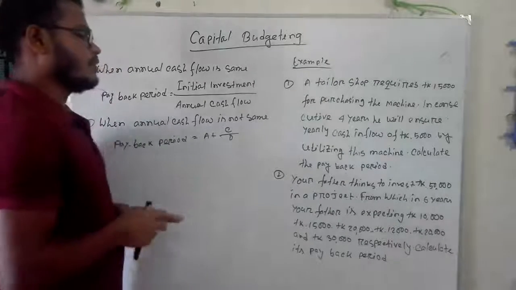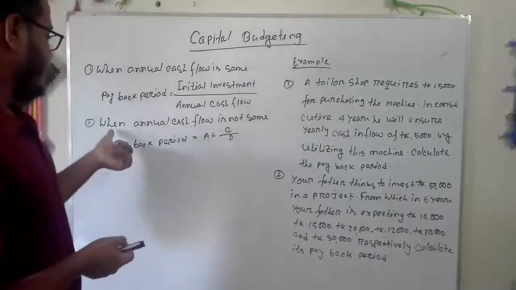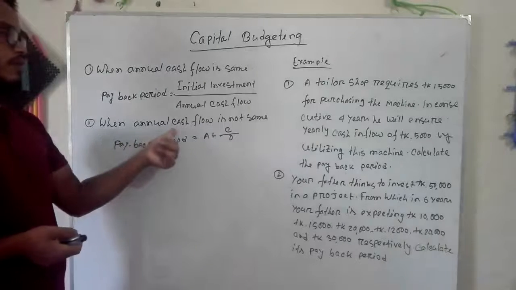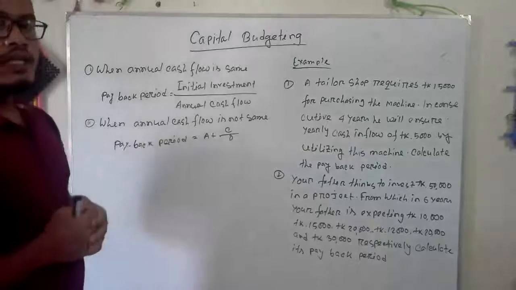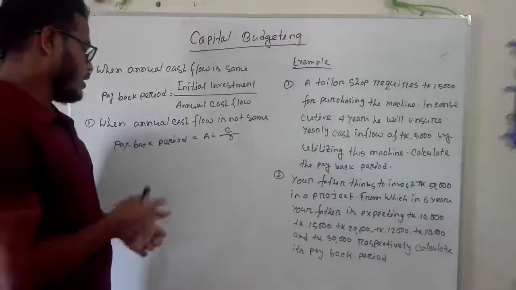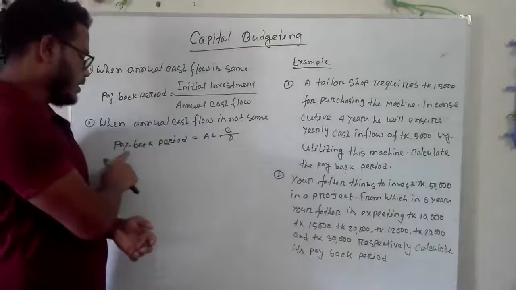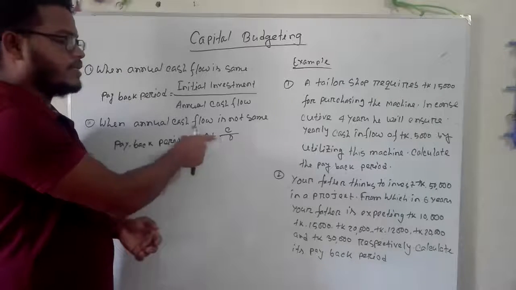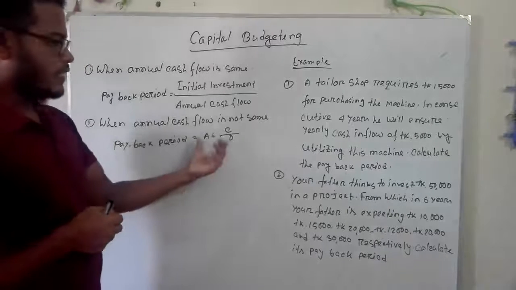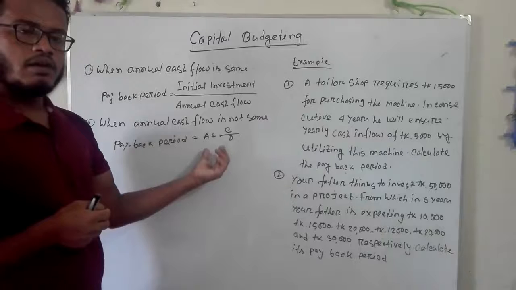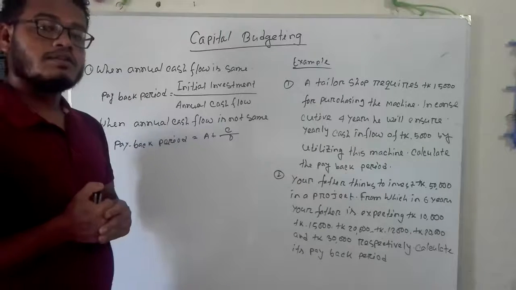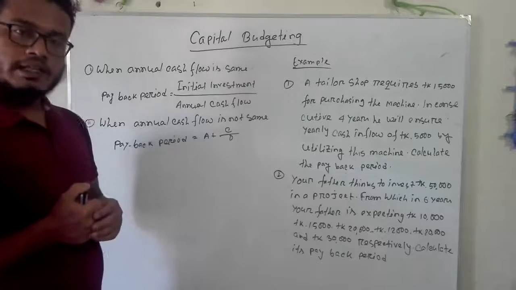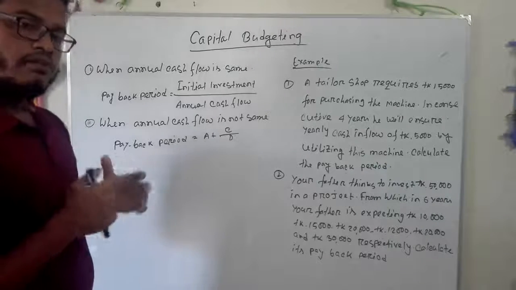So dear students, the second formula is where annual cash flow is not the same. I mean, when the cash flow of each year is not the same, then we apply the second formula. Here the payback period is A plus C divided by D. I will also explain each of the elements when I apply this mathematical formula.